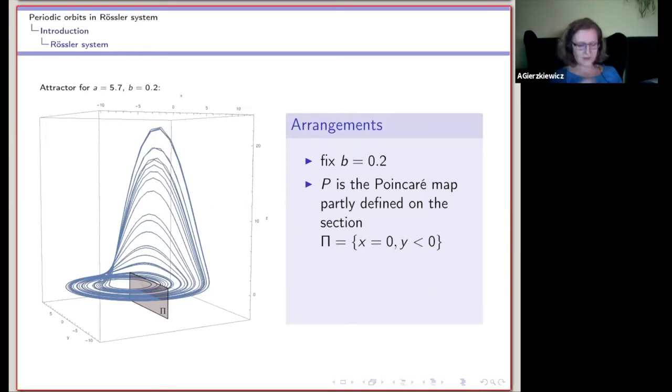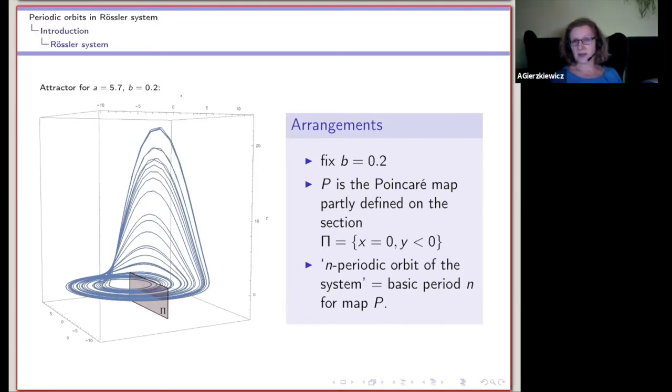For us, the Poincaré section is fixed always to the half plane X equal to zero, Y smaller than zero. Of course, the Poincaré map is not defined on the whole section, but in our area of interest, it is. Well, as we know very well, the intersection of the attractor with such a section is, as we can notice, almost, say, one-dimensional, which was the clue observation for us. Another thing that I want to fix is that whenever I speak about an n-periodic orbit for the system, I will mean a periodic orbit which passes through an n-periodic point for the Poincaré map. And I will mostly mean the fundamental period equal to n, if I don't add anything else.